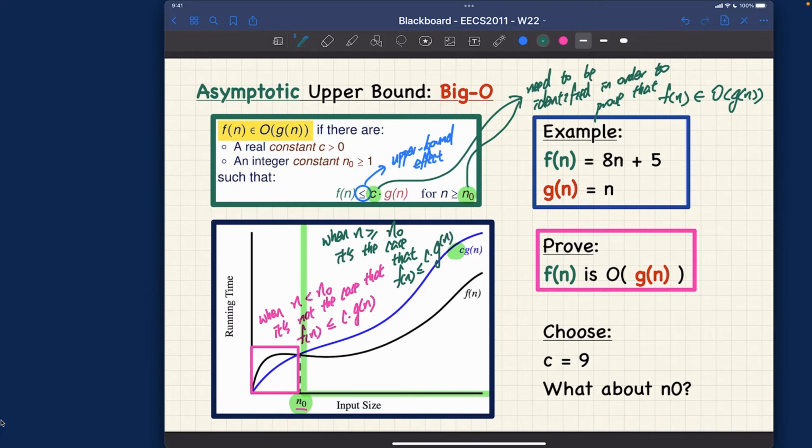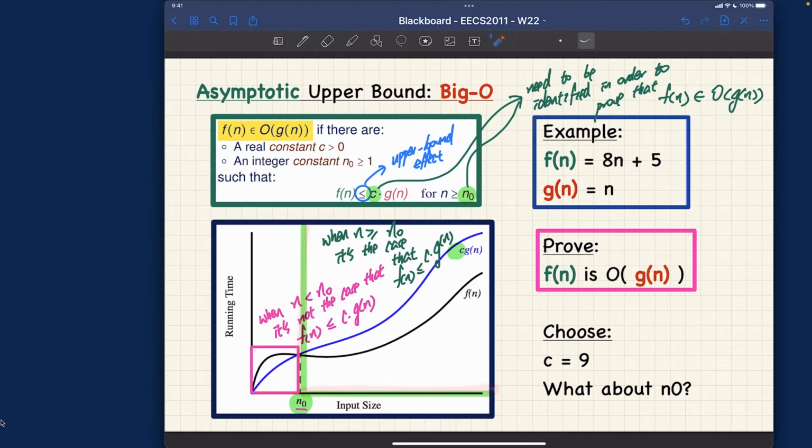It is the case. It's really important for you to see that. You can see f of n, which is over here. For every input size over here, the corresponding running time is actually less than or equal to the corresponding value for c times g of n, right? So this is where the upper bound effects will be effective.